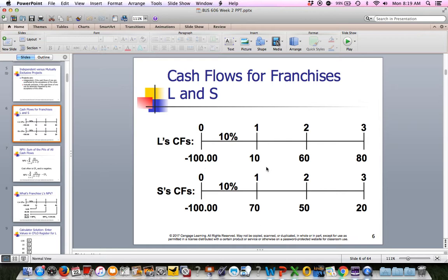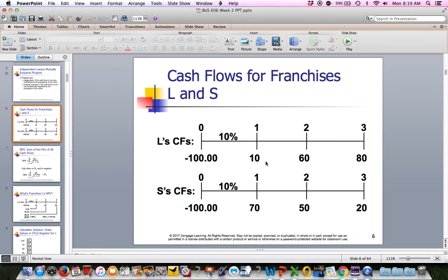And then I get future positive cash flows. Notice this one goes 10, 60, 80. The big year is the last year of the project. S goes 70, 50, 20. The big year is the first year of the project. And both are using the 10% weighted average cost of capital, or the R. The R in that formula we looked at is the 10%.